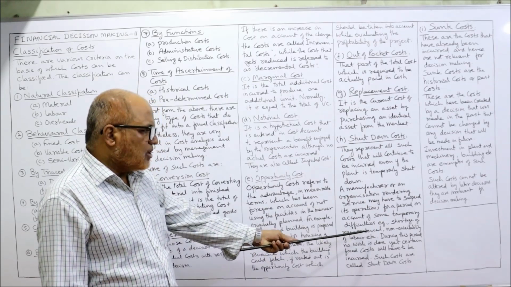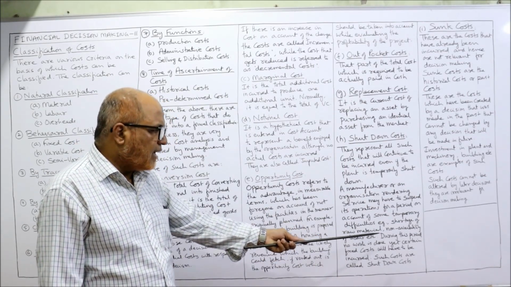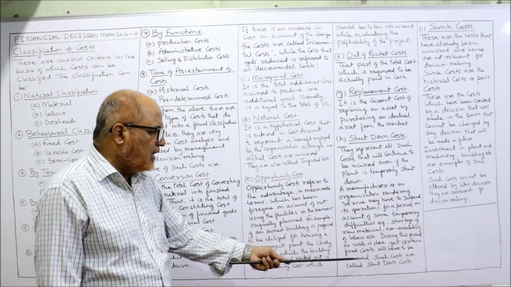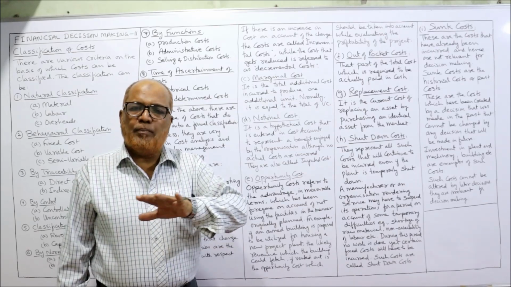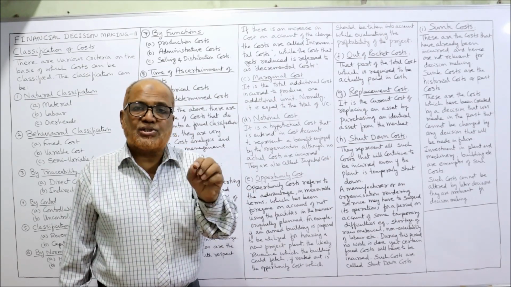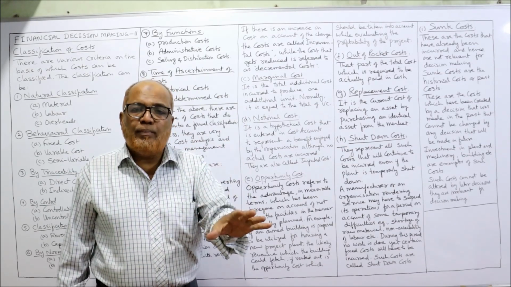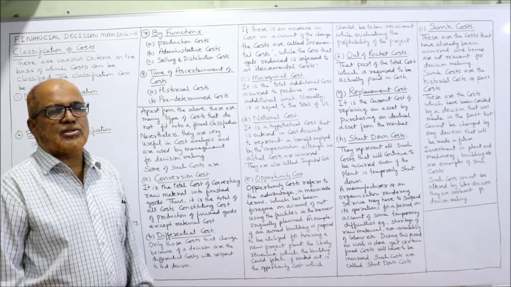Examples are shortage of raw material and non-availability of labor. During this period, no work is done, yet certain fixed costs have to be incurred. During this period, no sales are conducted, no business activity is done, but still some fixed cost will be incurred, and such fixed costs are called shutdown cost.